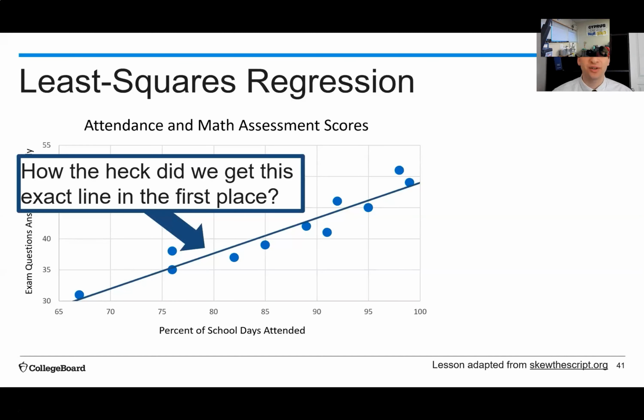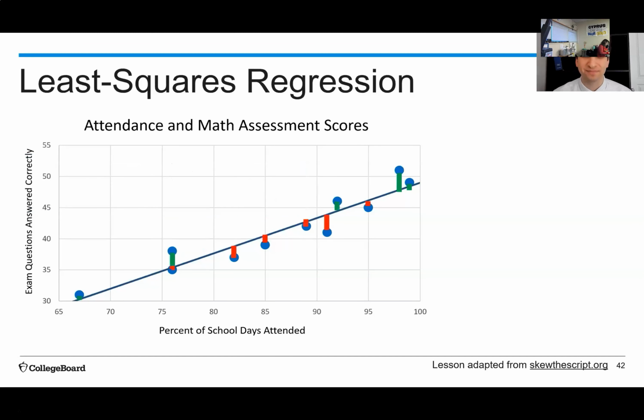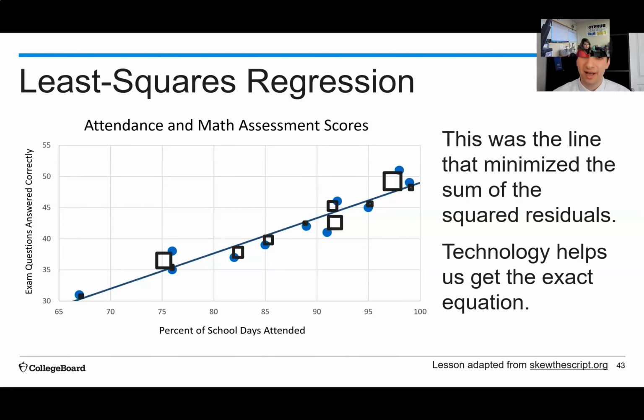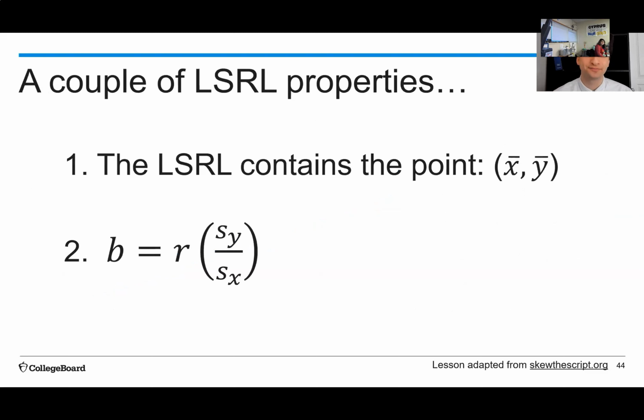And of course, most data looks like this. It doesn't look like 3 collinear points. It looks like a bunch of points that may have a trend, but there's some random variation. And so we look at the residuals, and we square the residuals and sum them, and this was the line that when you summed the squared residuals, it minimized that sum. And we use technology, statistical software, calculators to determine that exact equation, but this is kind of what's going on under the hood, behind your calculator, behind the technology to get these linear models.